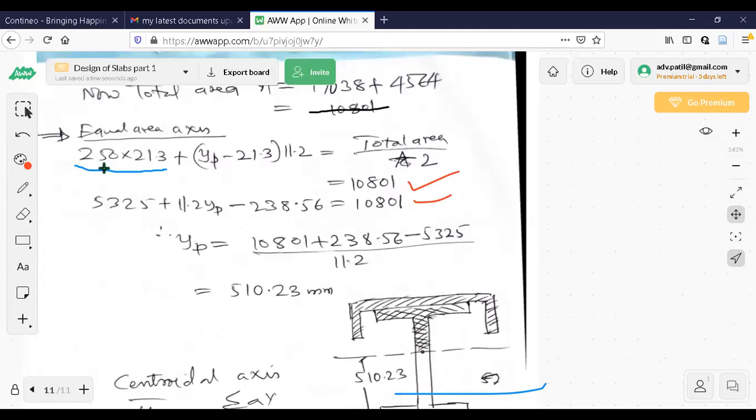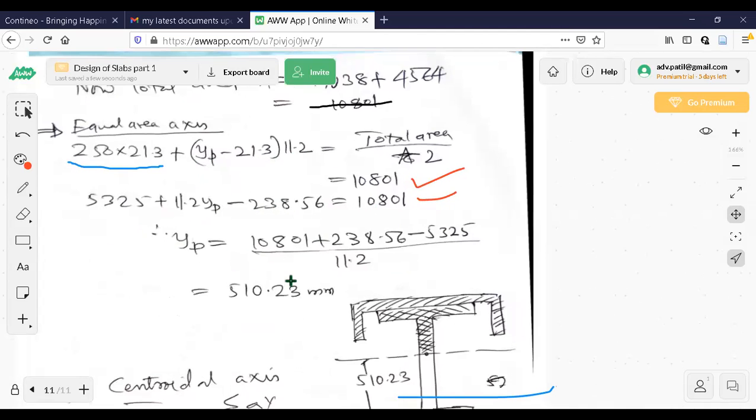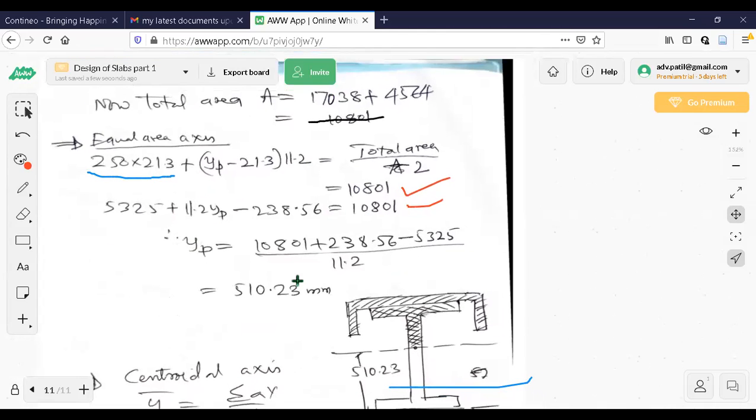That is, this multiplication is done: 5325. Again, 11.2 is taken inside. This is the simplification, 11.2 into 21.3. This one is equal to this one. Finally, Yp is simplified, so 510.23.